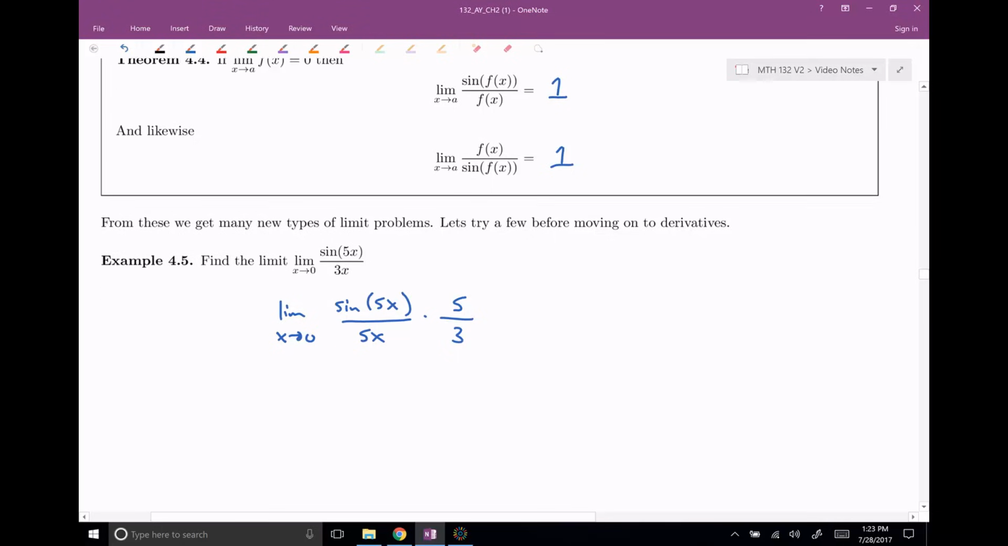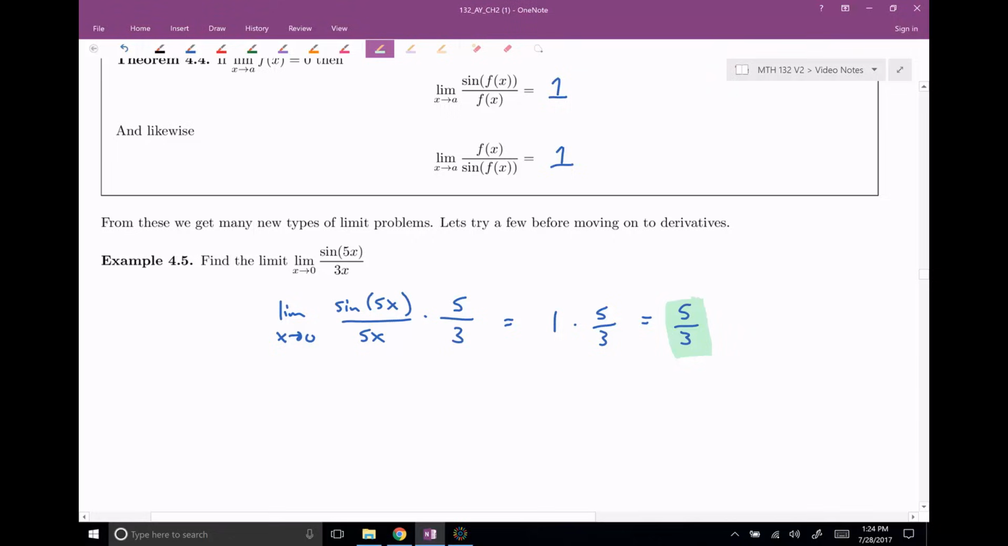All right, now, as x goes to 0, notice what's inside of the sine matches exactly what's in its denominator now. So therefore, this is going to go to 1. And the 5/3, well, this doesn't have any x's, right? So this is just a constant. So this is 5/3. So 1 times 5/3 is 5/3. And there is our final answer for this problem.